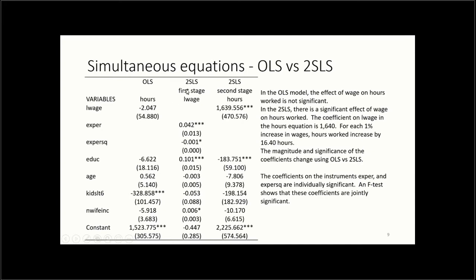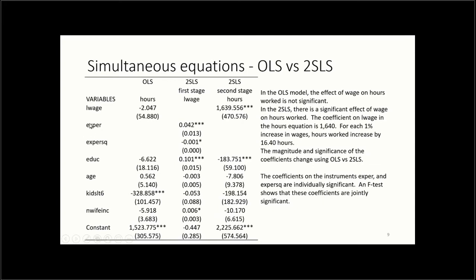Now for the two-stage least squares, in the first stage we regress log wage on the independent variables that we had here, because they're exogenous so we keep them, but we also use experience and experience squared.